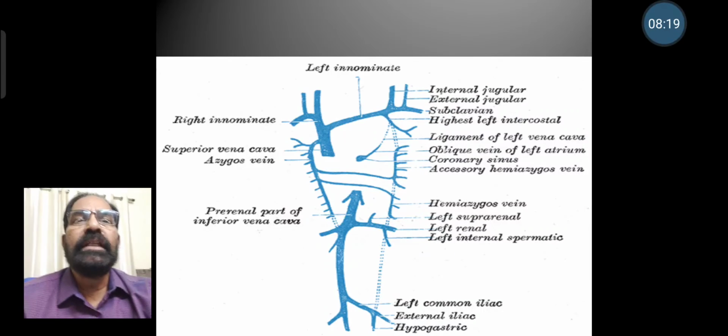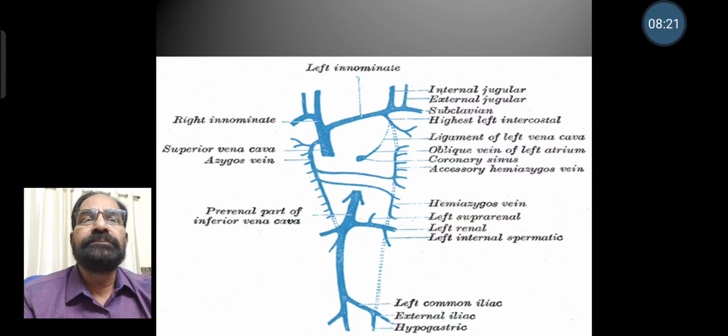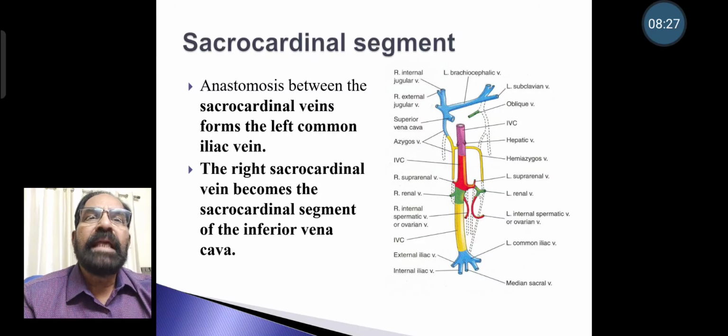So the picture showing the different venous systems and development of the inferior vena cava. Sacrocardinal segment. Anastomosis between sacrocardinal veins form the left common iliac vein. The right sacrocardinal vein becomes the sacrocardinal segment of inferior vena cava.